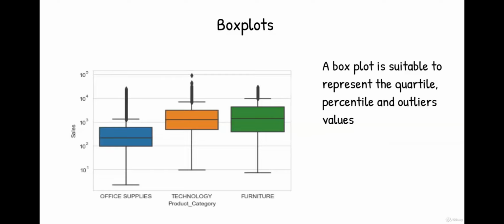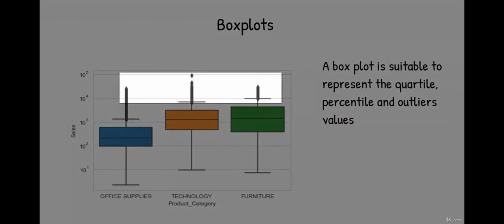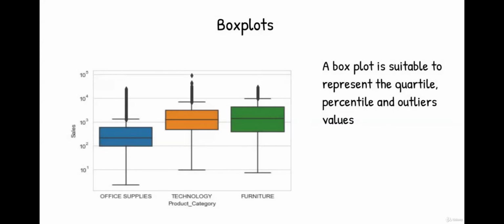Now, box plot is most suitable to represent the quartile, percentile, and outlier values. Here I have three categories versus sales: office supply, technology, and furniture product categories. From this, we can observe that the sales of technology and furniture are almost equivalent, but there are some outliers. If you see the bold points, they represent the outlier values. So let us now start doing the visualization and plot some beautiful graphs.